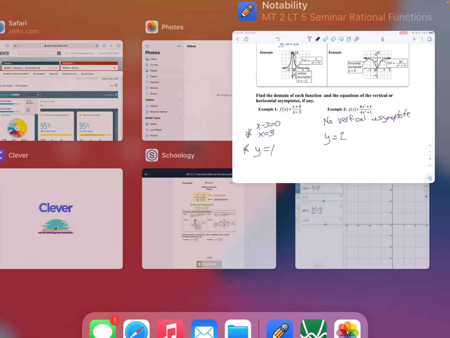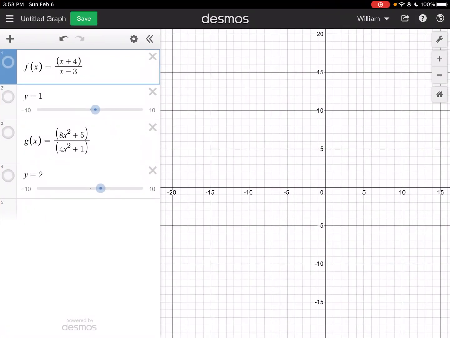So let's graph this function. Here's my function. Oh, we can definitely see there is no vertical asymptote, can't we? And it looks like there's a horizontal asymptote at 2. It gets really close to 2 right away. And there is your answer.